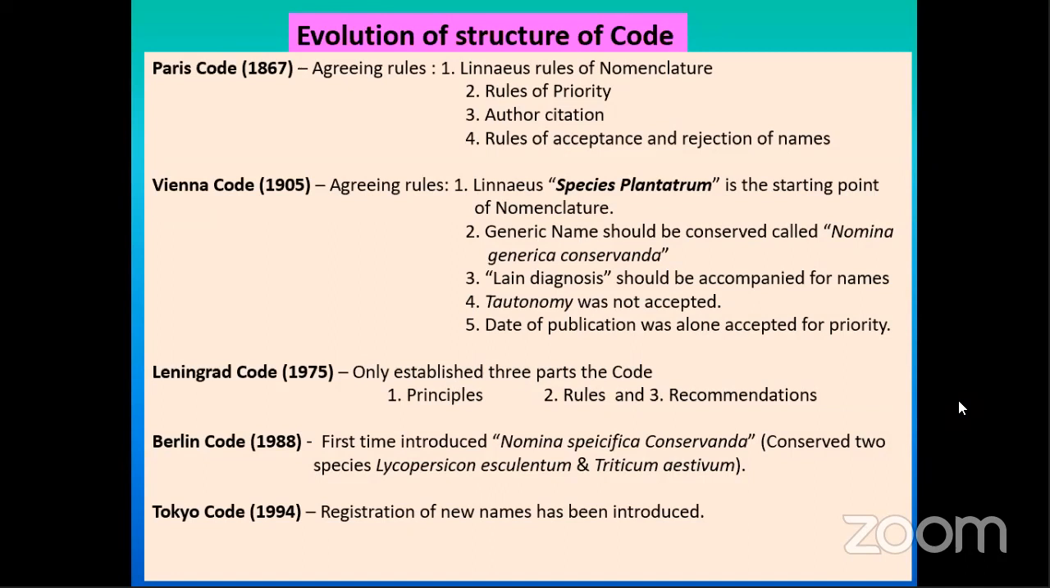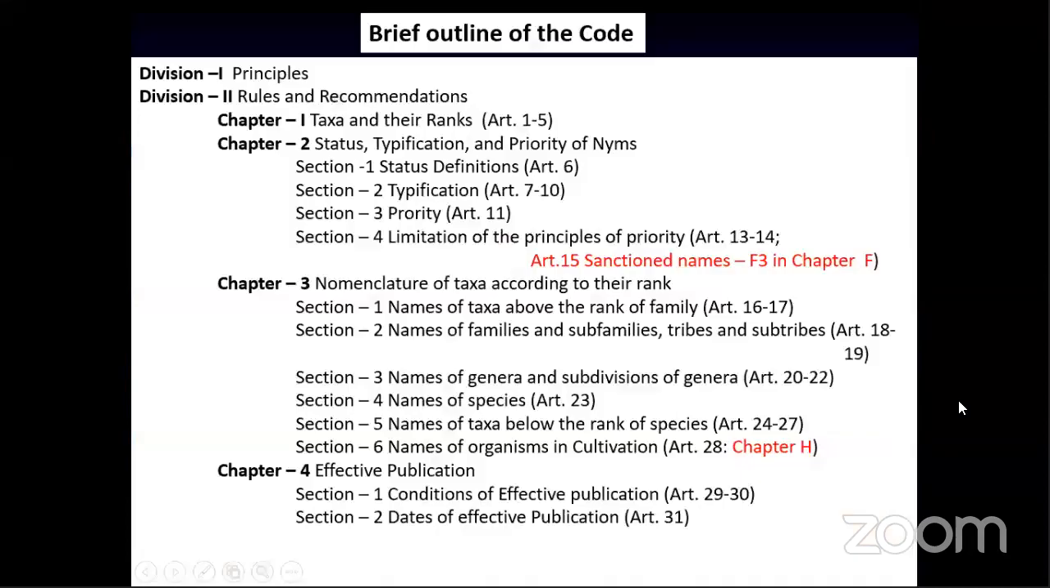It is the birth and evolution of the code, already discussed. So now it is the brief outline of the Shenzhen Code. What are the sections and chapters that appear in the present Shenzhen Code? In Division 1, the principles, as I told you, there are six principles. Again, we are going into detail on the principles.